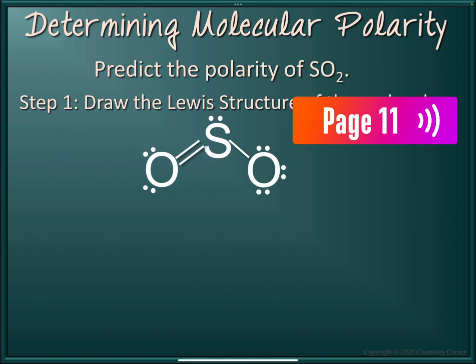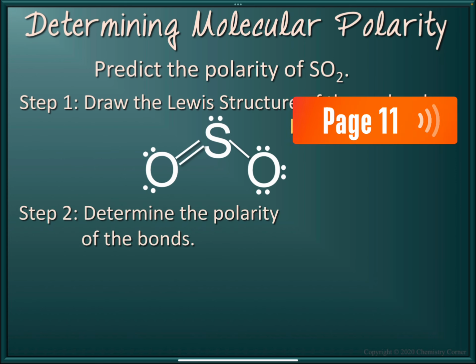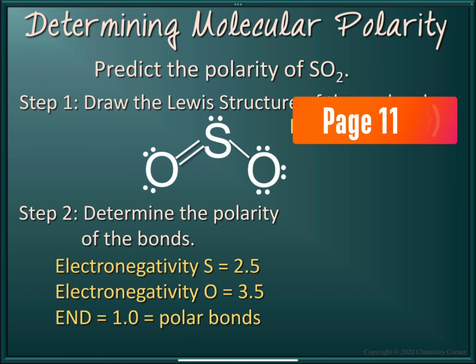Okay, well, if you figure this out, it is a bent molecule. It's not linear. And we also know that these are polar bonds because oxygen is highly electronegative. The difference in electronegativity is 1.0. So we have two polar bonds in this molecule. All right, so then we know that our polar bonds are pointing outward towards the oxygen. So we have a partial negative charge on the oxygen and a partial positive on the sulfur.